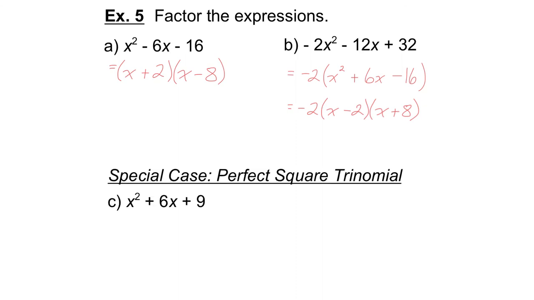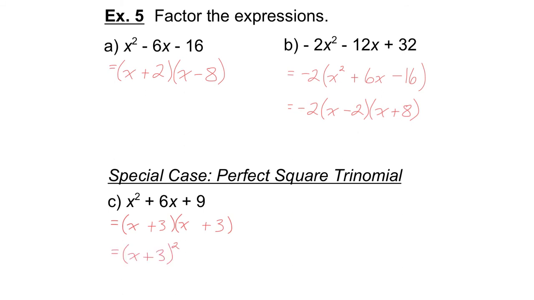Now I want to show you this special case. So this is a simple trinomial just like we've been looking at, but it's a special case because it's called a perfect square trinomial. So I'm going to factor this the same way as I did above. So if I look at my simple trinomial, I'm going to set up my brackets. I need two numbers that multiply to 9 and add to 6. Well, it's 3 and 3. So in my factored form, x plus 3 times x plus 3. Well, I can simplify this and just write it as x plus 3 squared.